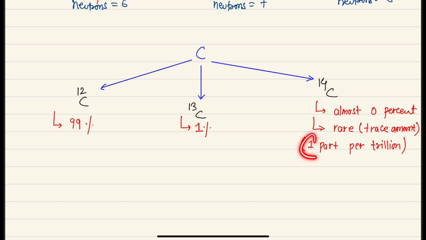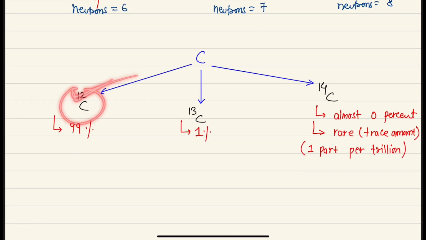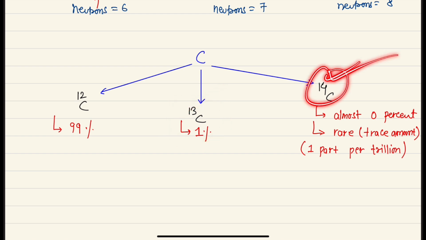Only one carbon atom you will find of 14C, having neutron number 8. Okay, clear? Now the question arises from here: what is the atomic weight or atomic mass of carbon? Because some of the carbon has a weight of 12, some has a weight of 13, some has a weight of 14. So what is the average mass of carbon?